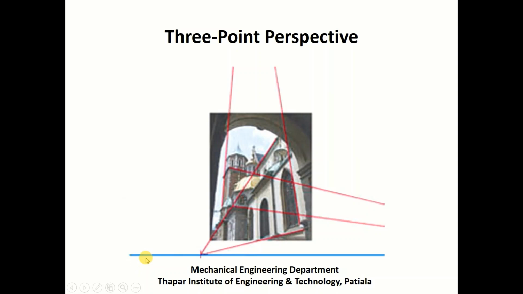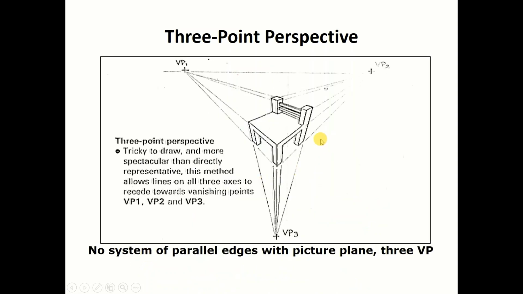The same can also be described by using the same example of the chair. In this case, you can see there are three vanishing points because the edges along the three directions, the width, height, and the depth, are non-parallel, and they tend to meet at certain points, the three vanishing points.